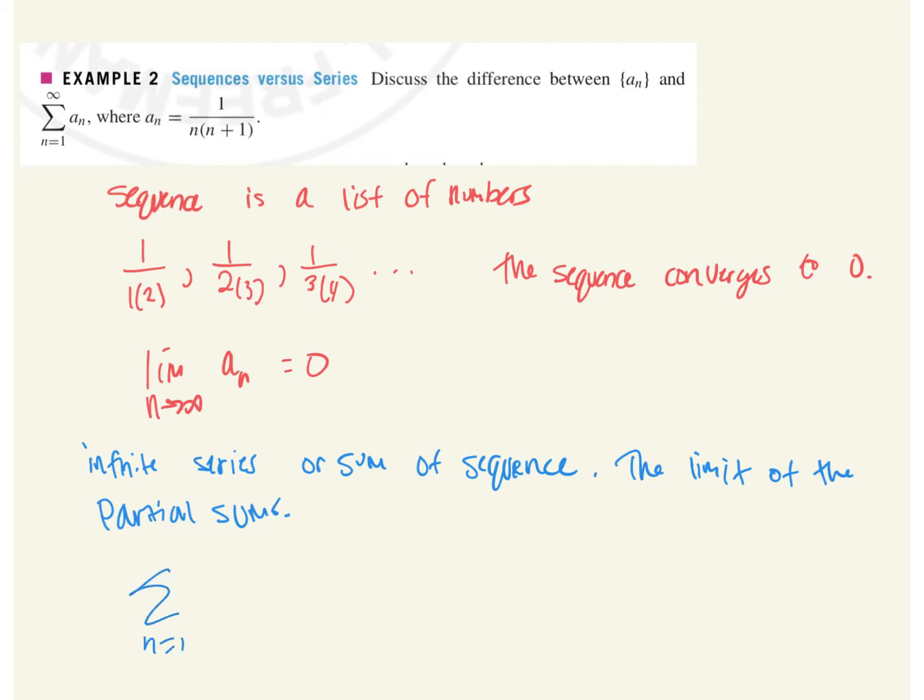The summation n equals 1 to infinity of a sub n would then equal, right, the 1/2 plus the 1/6 plus the 1/12, etc. This converges to 1. And this is a series that we had investigated before. And we'll continue to look at things like this. But the main focus here is sequence versus series. A sequence is just that list of numbers. A series is the sum of the sequence.